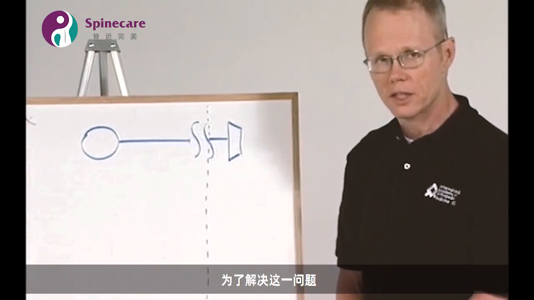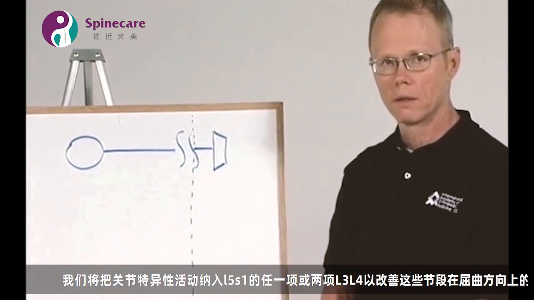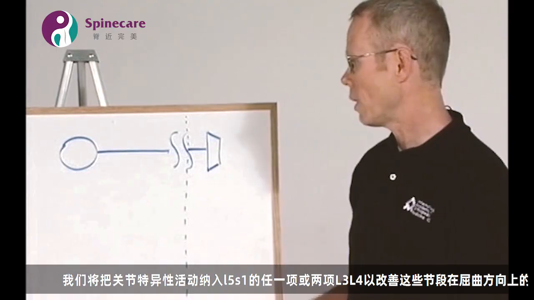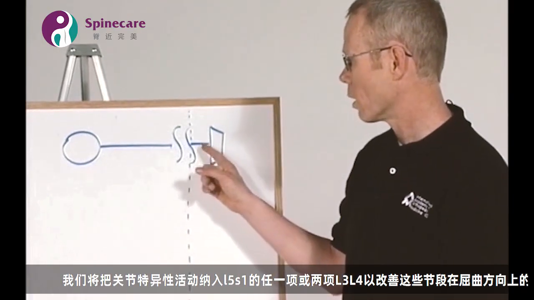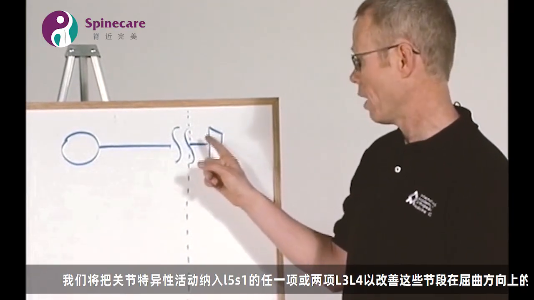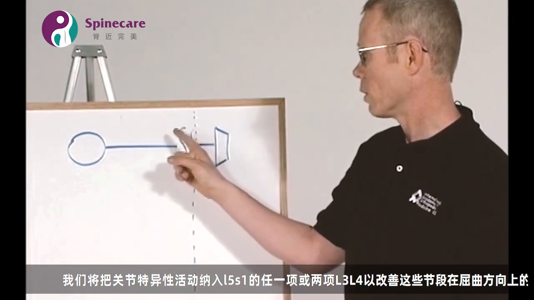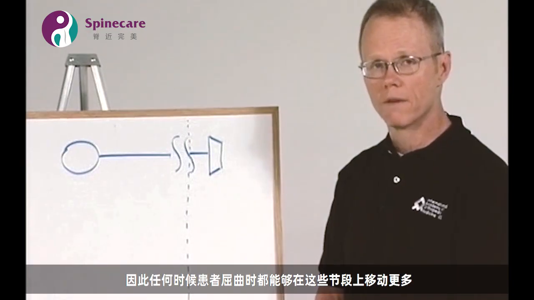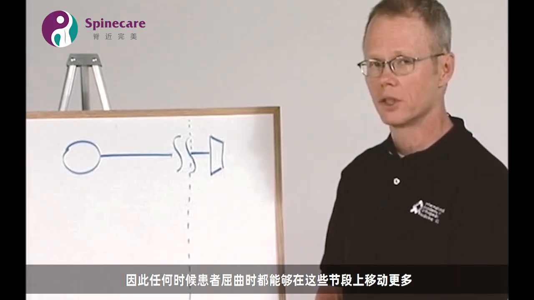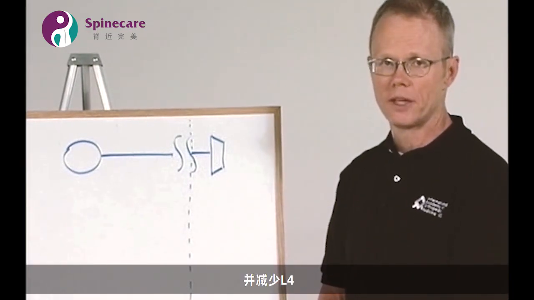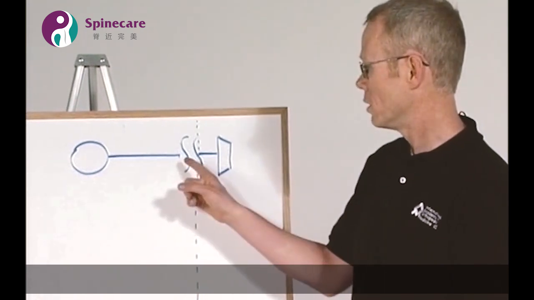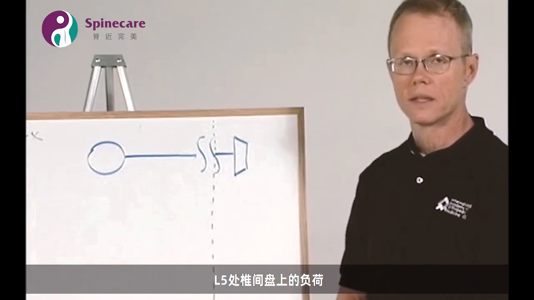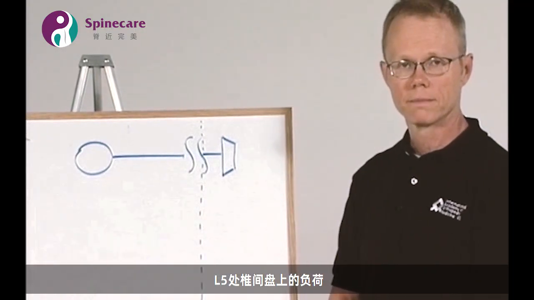To treat this problem, we will incorporate joint-specific mobilization to either or both L5, S1 and/or L3, L4 to improve the movement of those segments in the direction of flexion. So anytime a patient flexes, they'll be able to move more at those segments and reduce the load on the disc at L4, L5.